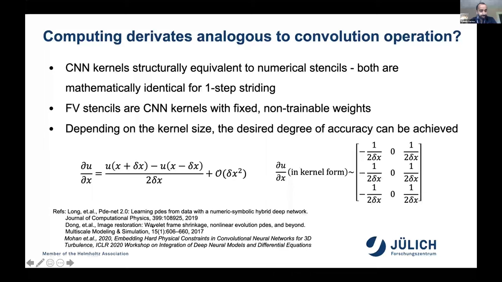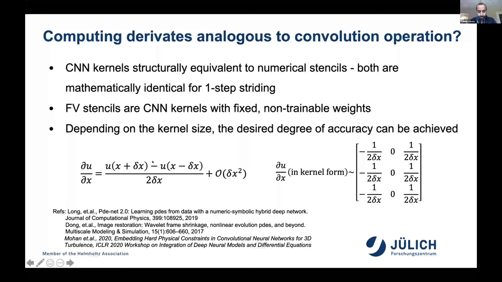This is a concept which has been around since about 2017, at least from what I saw. I don't know if there are also papers from even older times. There is an analogy drawn here between the derivatives, the analogy is basically between the CNN kernels and the numerical stencils. If you have a one step striding, then the CNN kernels that Morris showed very nicely could be equated to, for example, the finite volume or finite difference stencils that we have in the numerical methods.